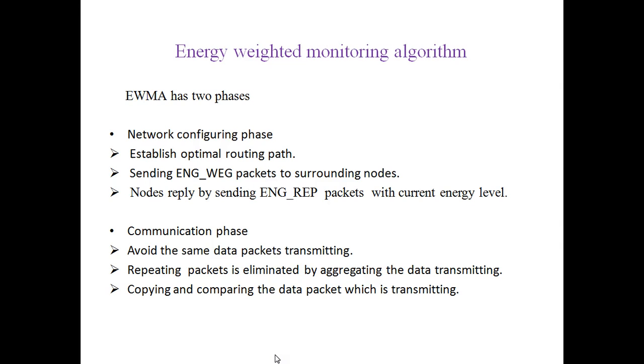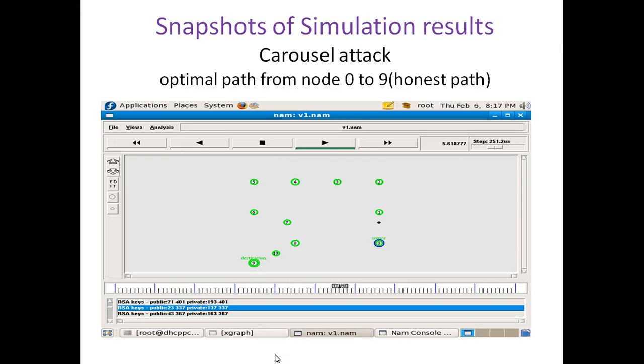In the communication phase, the main aim is to avoid transmitting the same data packets. Repeated packets are eliminated by aggregating the data transmitted. The aggregation is done by copying and comparing the data packets which are transmitted. After comparing the data packets, if the packet is already present, it is eliminated, and the original data packet is transmitted to the destination.